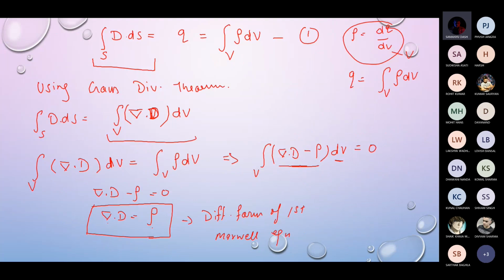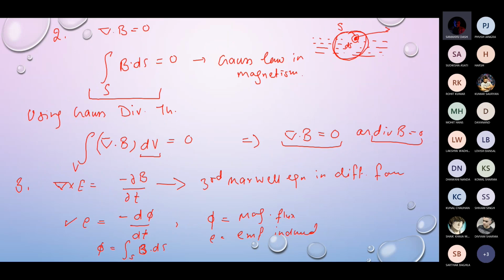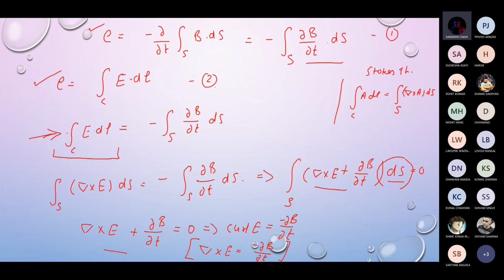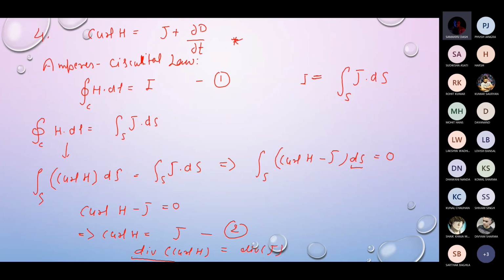We derived the equations, and the first Maxwell equation was del dot D is equal to rho, which is the differential form of the first Maxwell equation. Second was del dot B is equal to 0, and the third one was curl of E is equal to minus dB by dt, which is Maxwell's third equation in differential form. And the fourth one was curl of H is equal to J plus dD by dt, where H is the magnetic field strength, J is the current density, and D is the displacement vector.